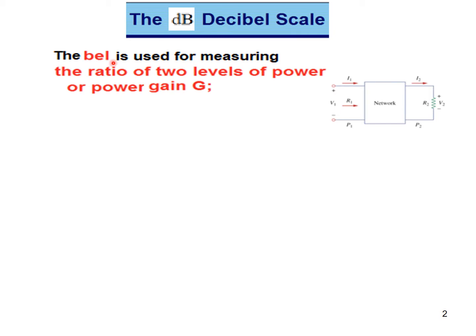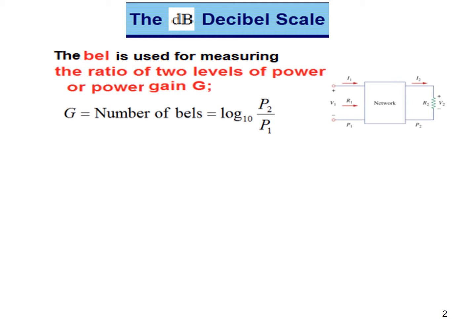Bell is used to measure the ratio of two levels of power. So if you have an output power and input power, the ratio of the two powers, or the power gain, can be represented in logarithmic form, and that is called bell. So the number of bells is actually the log of the ratio of these two powers, output power over input power.